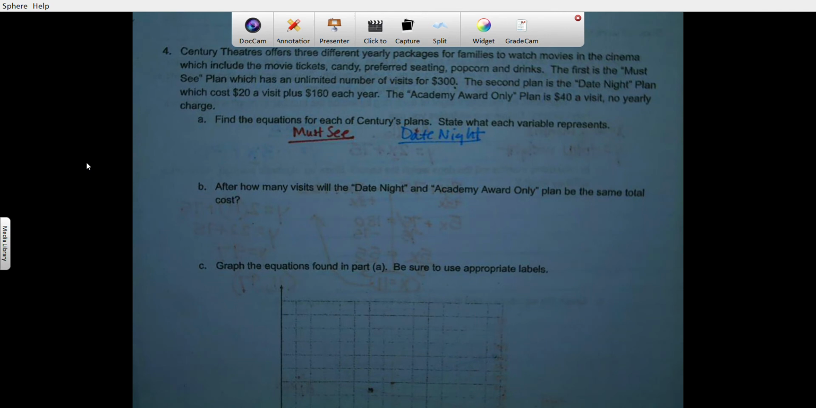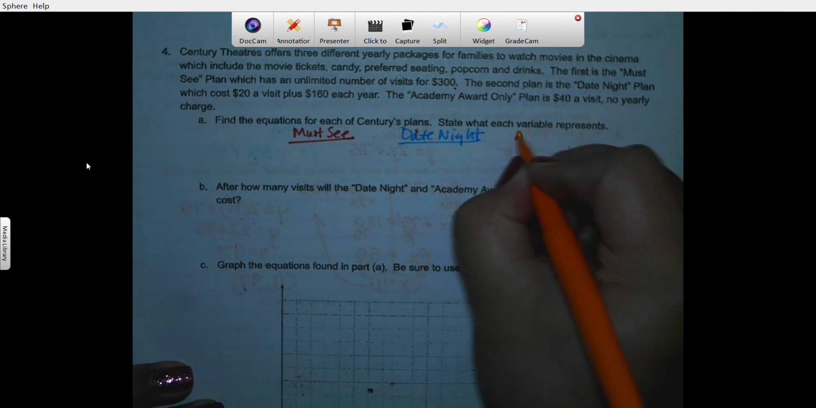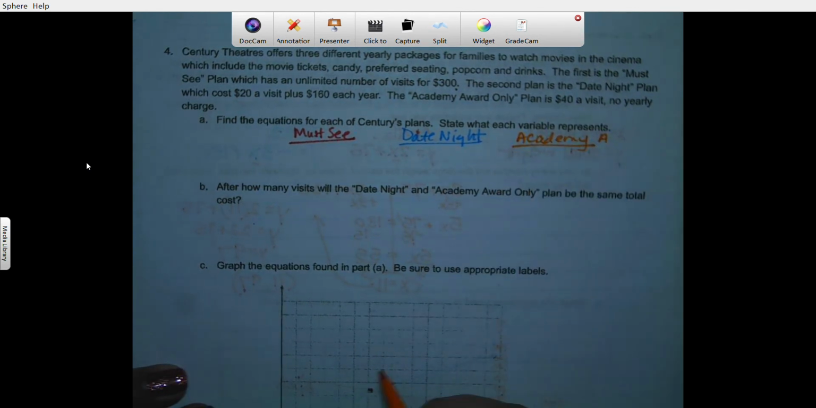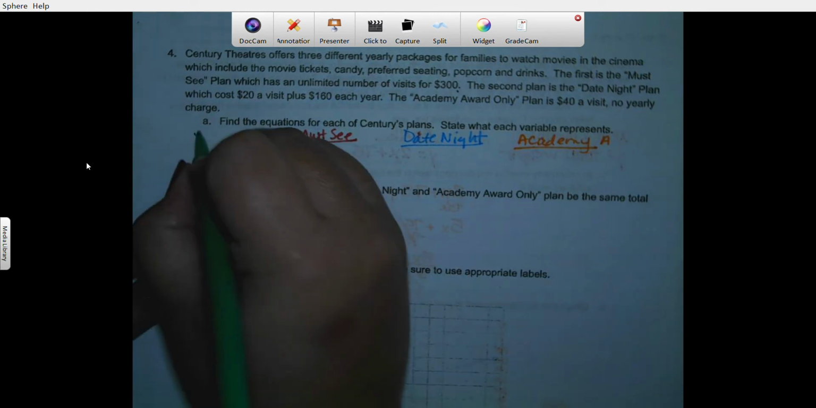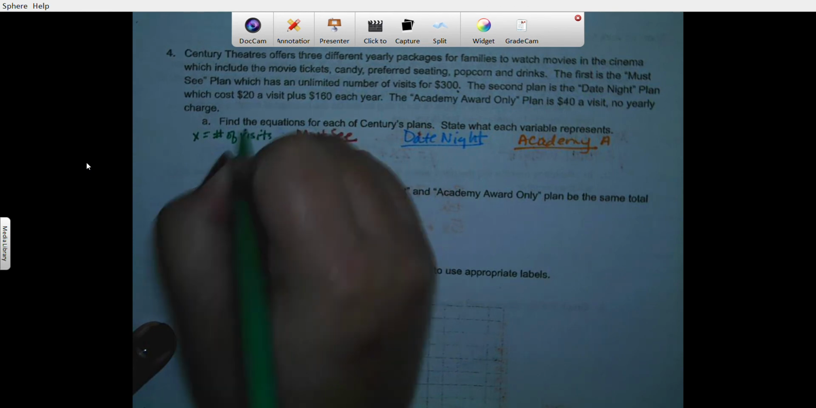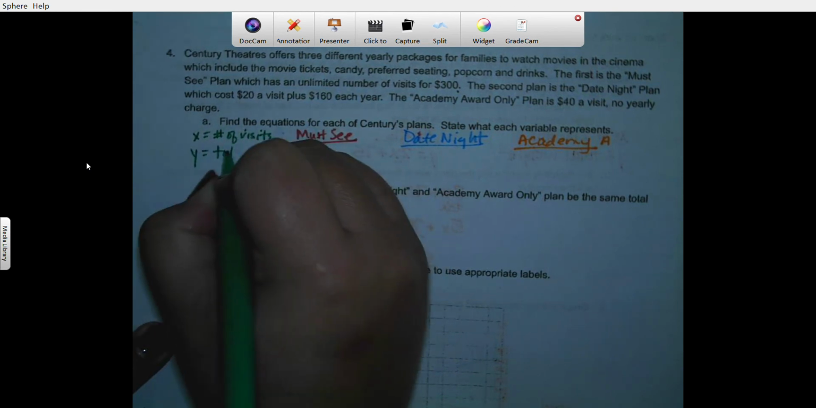Okay, which costs $20 per visit plus $160 each year. And then I have the Academy Award plan, and that's $40 a visit, no yearly charge. So first off, what are your X and your Y variables? Your X is the number of visits, and your Y is the total cost.